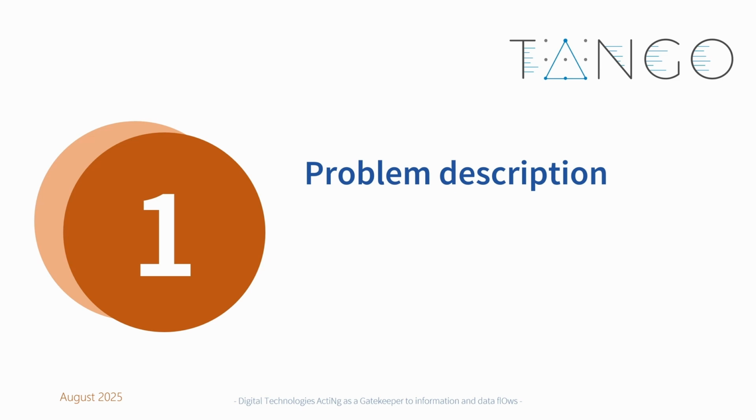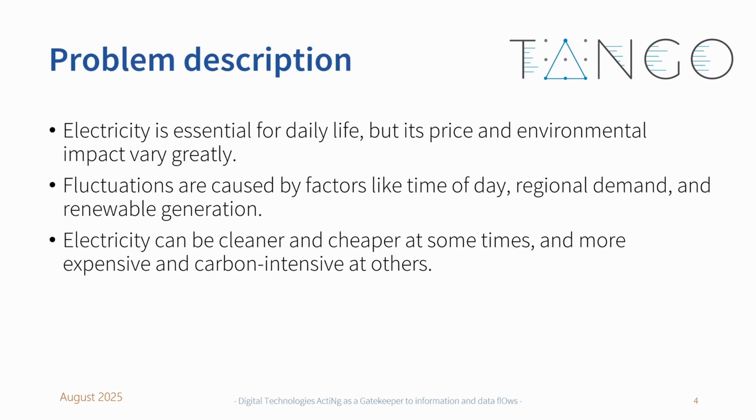First, we will describe the challenges of fluctuating electricity prices and environmental impacts, explaining why a new solution is needed. We live in a world where electricity powers almost every aspect of our lives, from the devices we use to how we heat, cool, and move through our day. But not all electricity is created equal, and more importantly, it's not priced equally either.